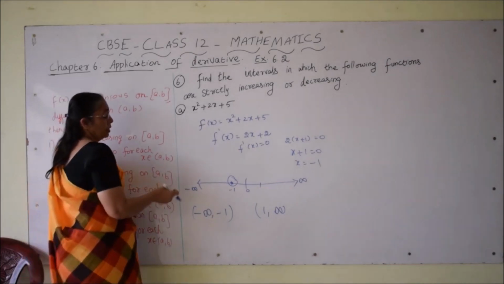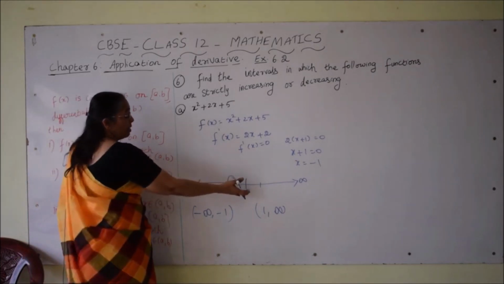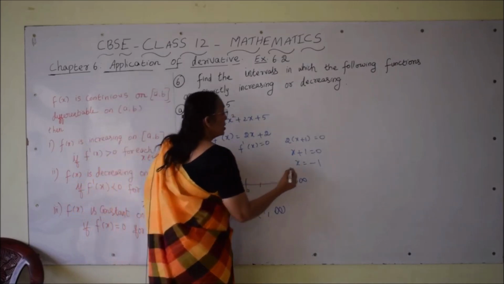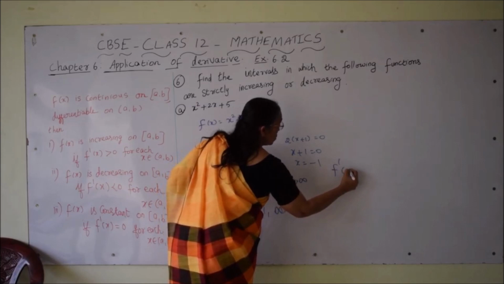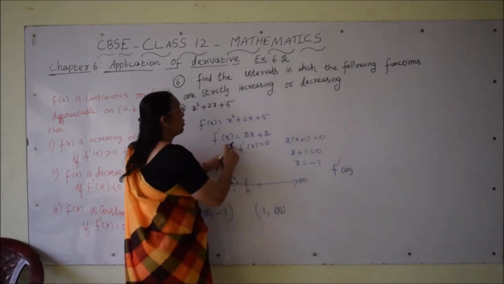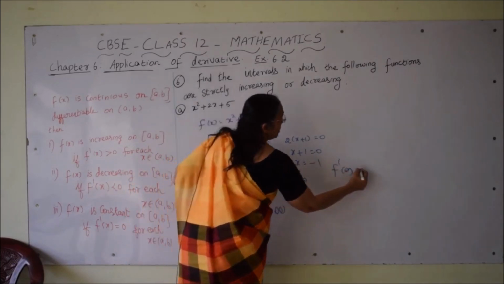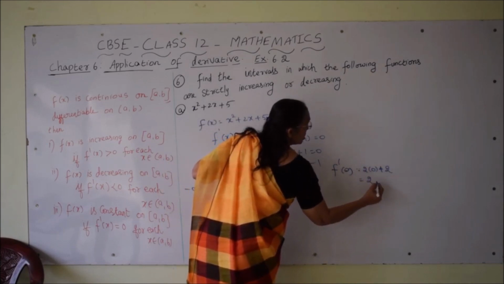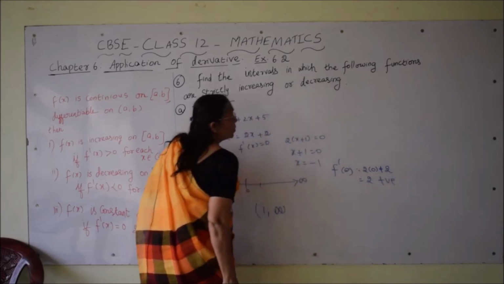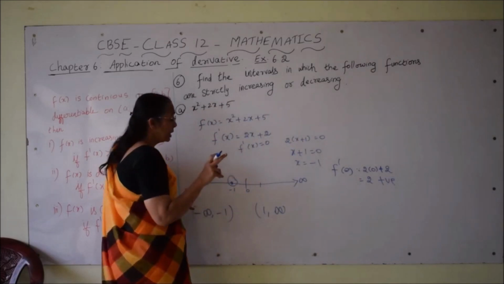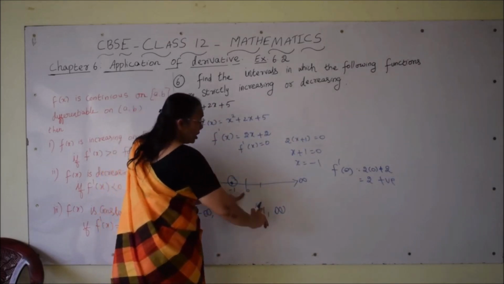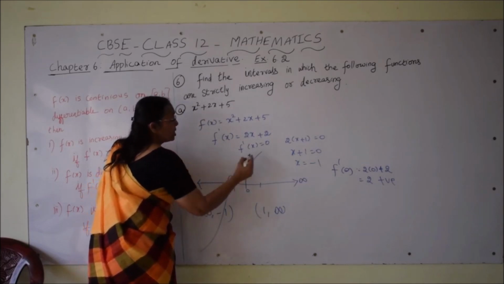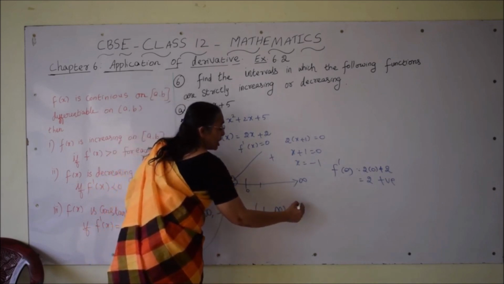So now let us take one value which is greater than minus 1, 0 I will take. So in that, f dash of 0, I will get 2 times 0 plus 2, which is always 2, that is positive. So f dash of 0 is greater than 0. So the graph will be like this for us. The function is always positive on this side, here negative.